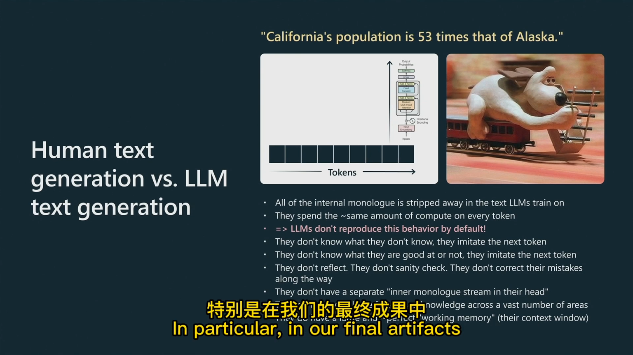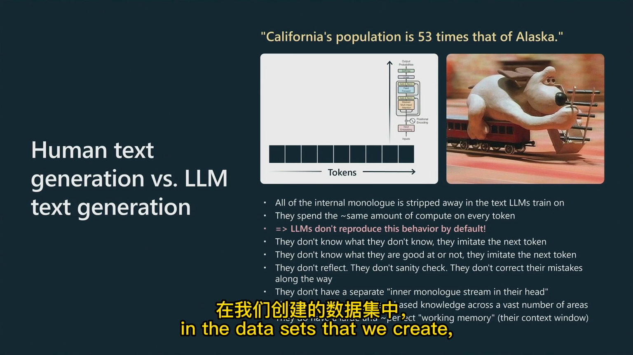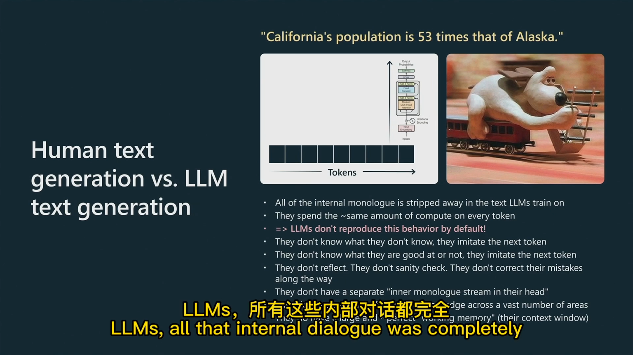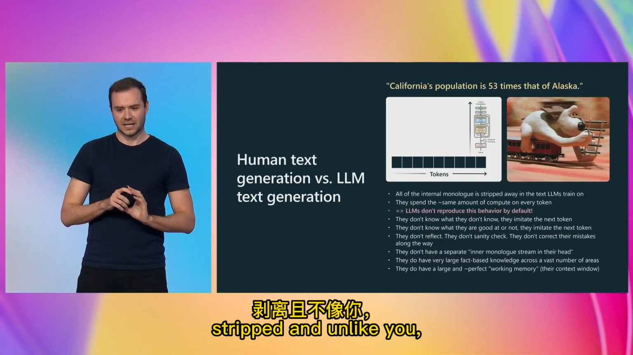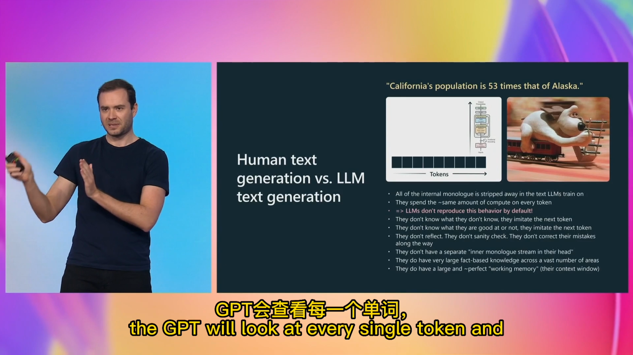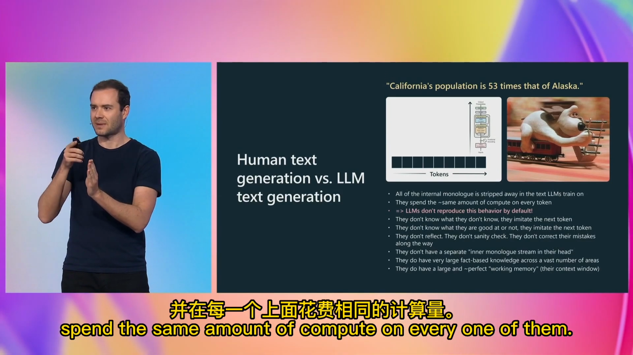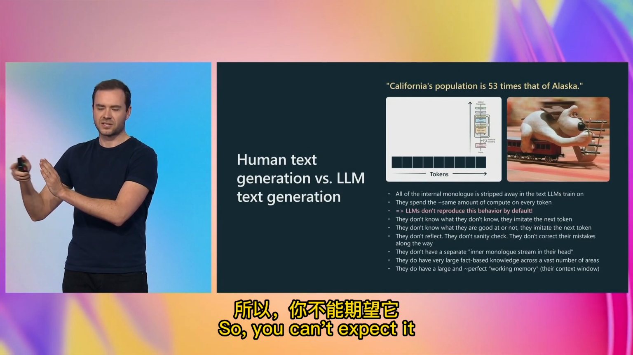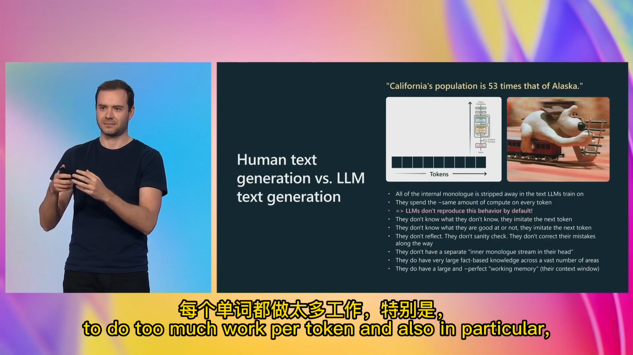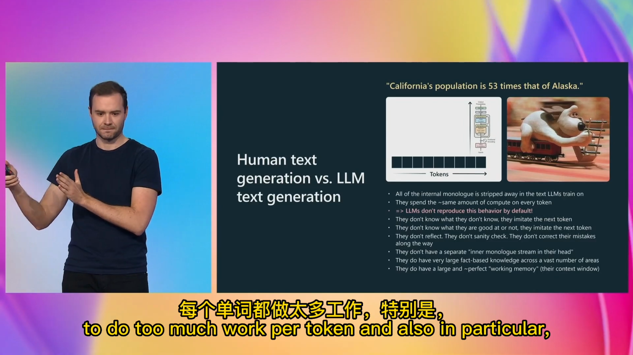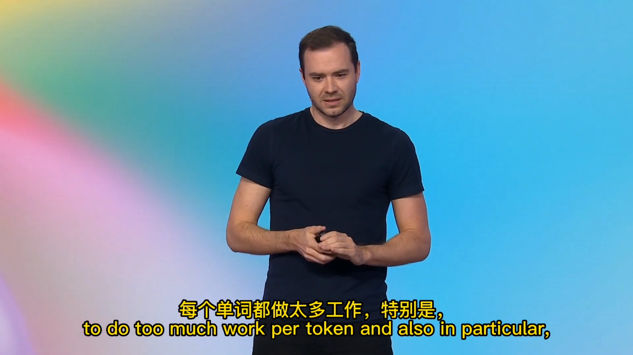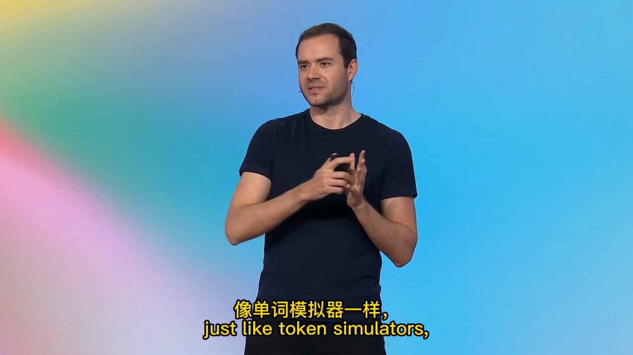So in particular, in our final artifacts, in the data sets that we create and then eventually feed to LLMs, all of that internal dialogue is completely stripped. And unlike you, the GPT will look at every single token and spend the same amount of compute on every one of them. And so you can't expect it to do too much work per token. And in particular, these transformers are just token simulators.